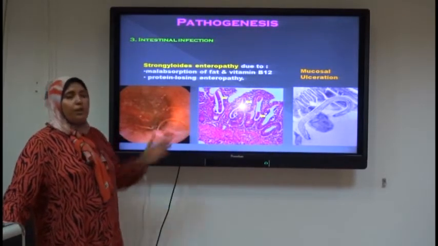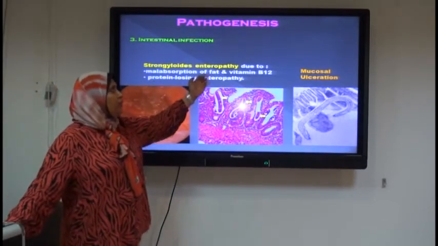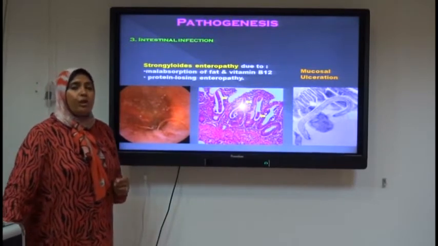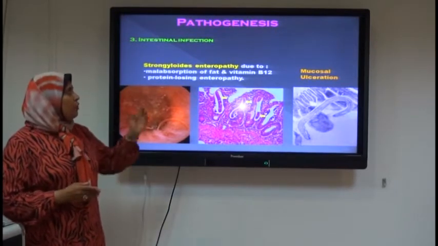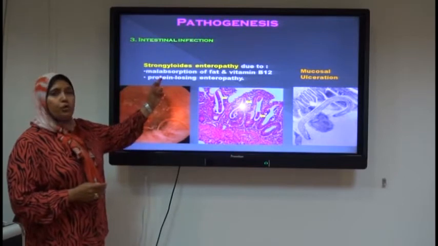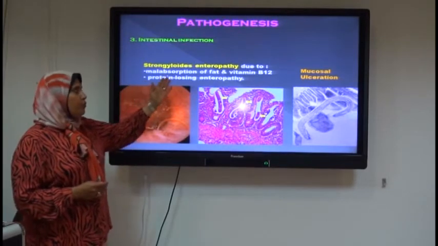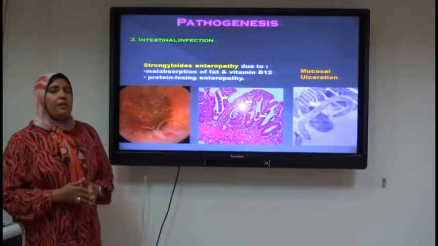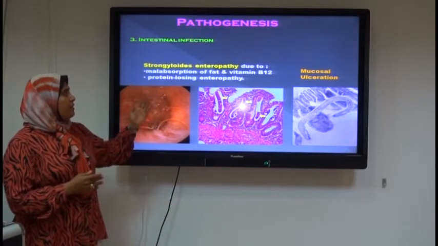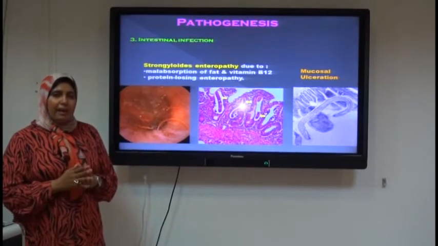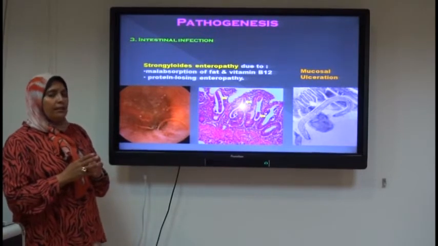This presence will hinder the normal function of the intestine, and this will lead to what we call strongyloides enteropathy. This is an interruption of the normal function of the small intestine. And strongyloides enteropathy will lead to malabsorption, of course, of fats and vitamin B12 and protein, what you call protein losing enteropathy. Protein will not be absorbed and it will descend with the stool, and this person will suffer the consequences of this malabsorption. You will see, of course, the impact of all these pathogenic stages in the clinical picture.